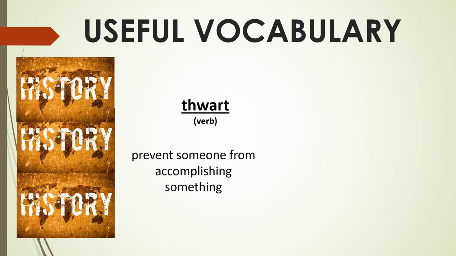Next is thwart. Thwart here is a verb. It means prevent someone from accomplishing something, right? So right now, for example, you are studying IELTS because you wanted to achieve something greater, and you wanted to achieve a certain level of English language. Now, sometimes what thwarts you or me or us from achieving our goal is maybe the fear of failing the exam.